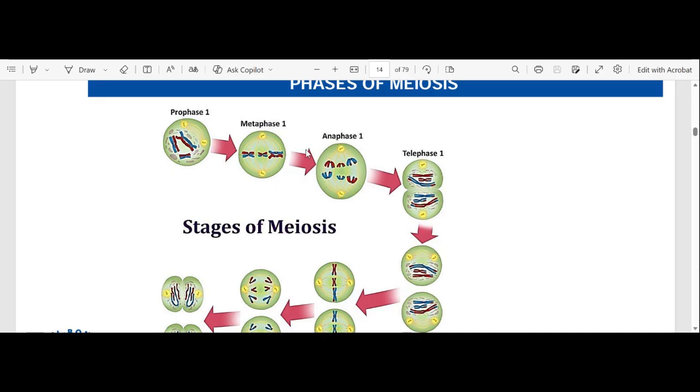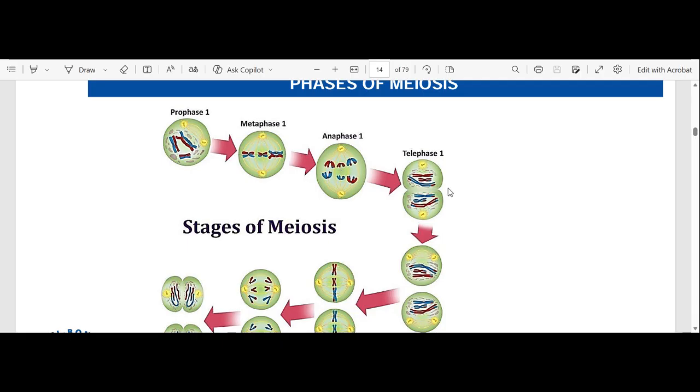Now let's go to anaphase one. What happens during anaphase one? Our homologous chromosomes are pulled to opposite poles by the spindle fibers. As you can see here, the spindle fibers are pulling them away from the center and away from each other, into opposite poles. Then we're done with anaphase one.